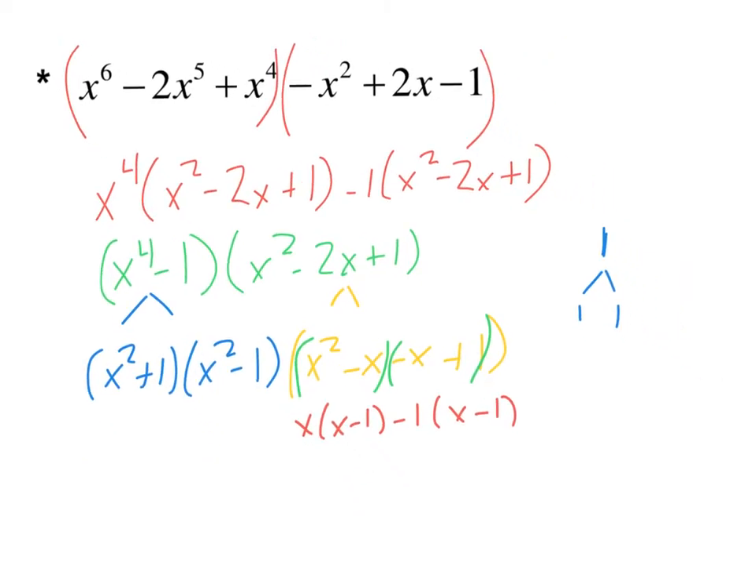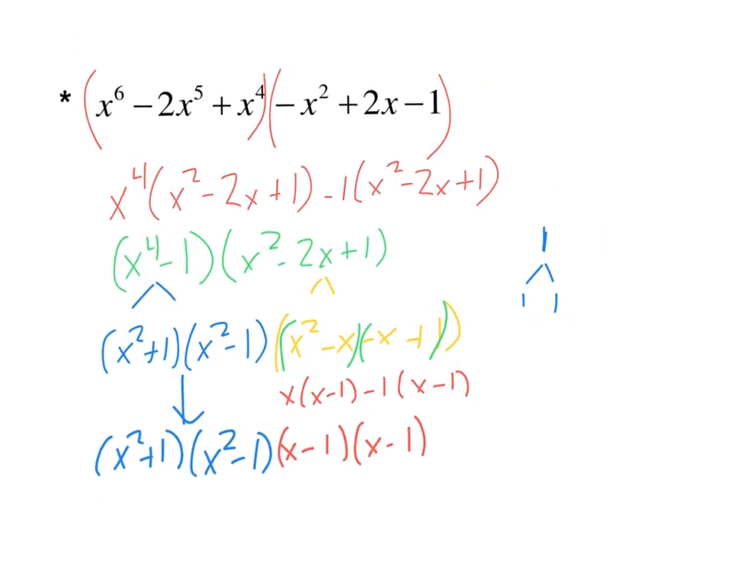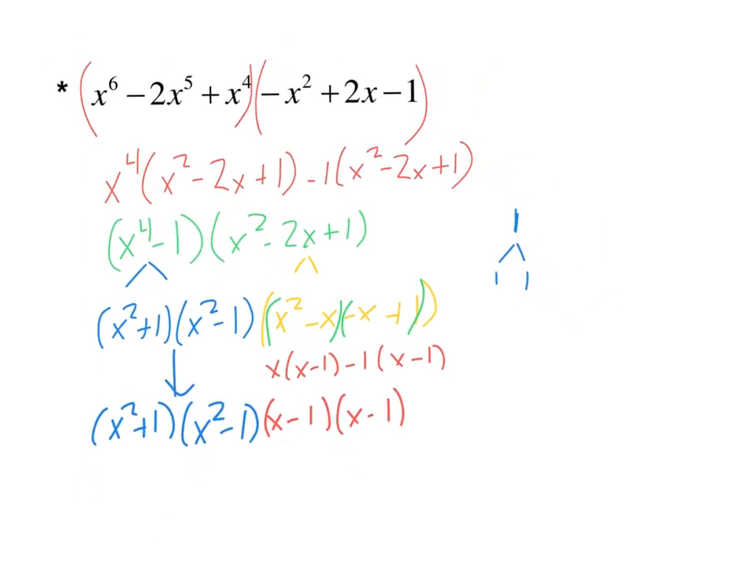Which once I group that together gives x minus 1 times x minus 1. Alright, and then bringing down these two, that gives me x squared plus 1 times x squared minus 1. And now x squared minus 1 is a difference of perfect squares. So this is x squared plus 1, bringing that down. X squared minus 1 factors to be x plus 1 times x minus 1. And then I'm going to bring down the next 2 x minus 1s.